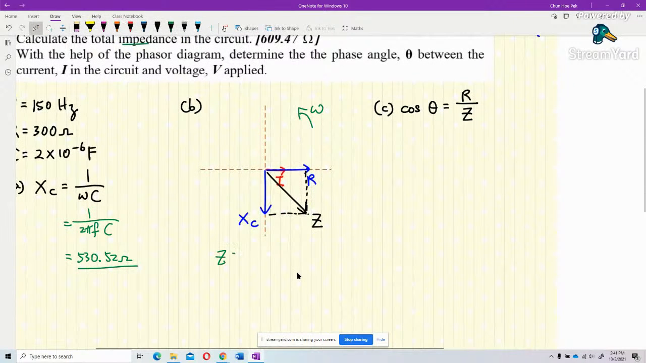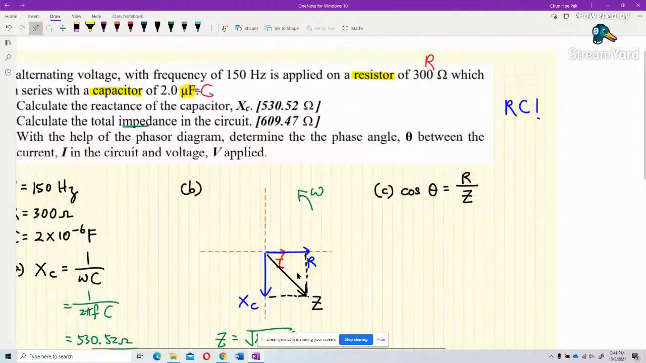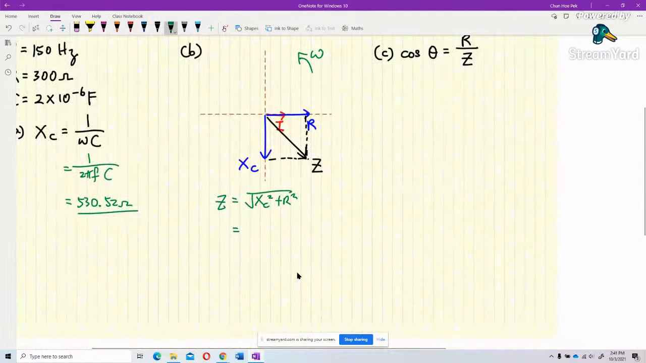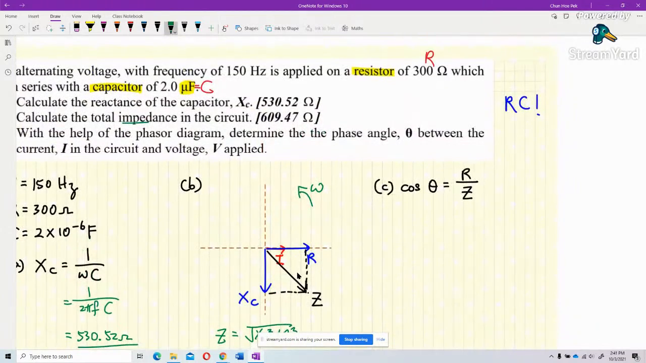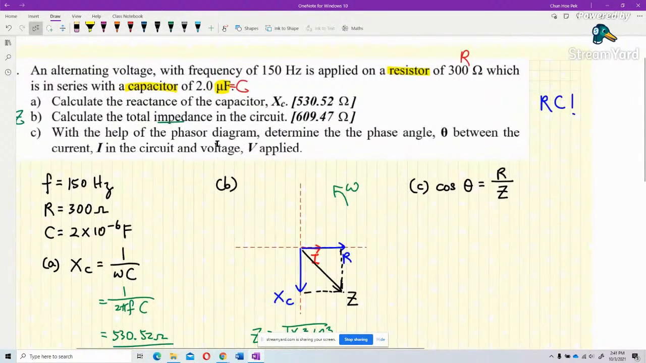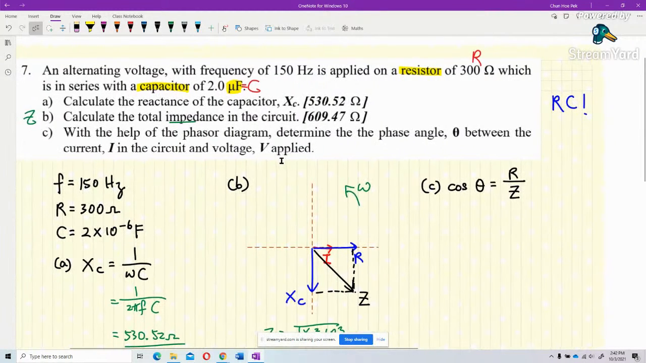So you do again the Pythagoras theorem, and you know, XC square and R square. And the answer you get is 609.47 ohm. That's it. Okay. Now, with the help of the phasor diagram, determine the theta between the current and the voltage applied. This is considered the V source. Understand? Voltage applied, V source.